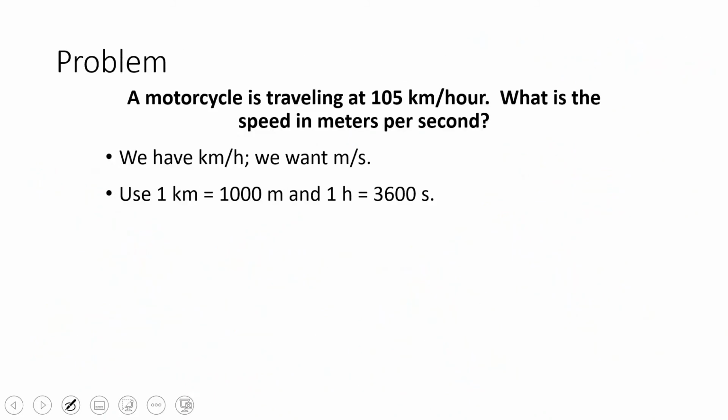Now I want you to try setting this one up on your own. If a motorcycle is traveling at 105 kilometers per hour, what is the speed in meters per second? I gave you the 2 conversion factors we need. I want you to try going through all of the steps of writing out our conversion factors and the reciprocals and figuring out what to do. So pause the video, and then we will go through to make sure you set it up the same way.